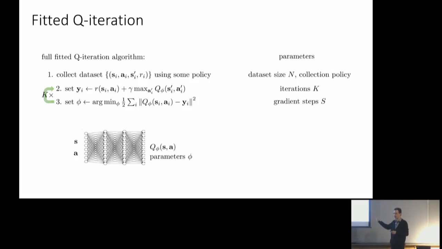And actually on Friday we'll talk about actual deep RL algorithms that have been described in the literature that are all kind of limiting cases of this basic procedure. So this is sort of the high-level recipe, and you can instantiate this recipe with different choices of n, k, and s. Okay, and then of course you repeat this whole process.